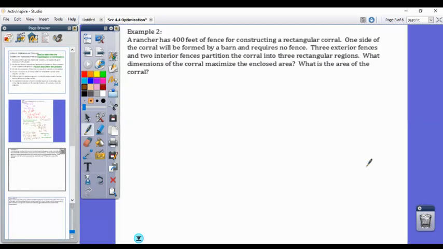We have a rancher, and he's got 400 feet of fencing for constructing a rectangular corral. One side of the corral is going to be formed by the barn, so it doesn't require a fence. There are going to be 3 exterior fences and 2 interior fences that partition this corral into 3 rectangular regions. What dimensions of the corral are going to maximize the enclosed area, and what is the area of the corral? Okay, fantastic. Let's draw a picture because I like pictures. Okay, so we have the barn here, right?